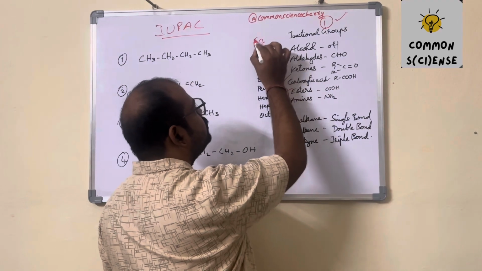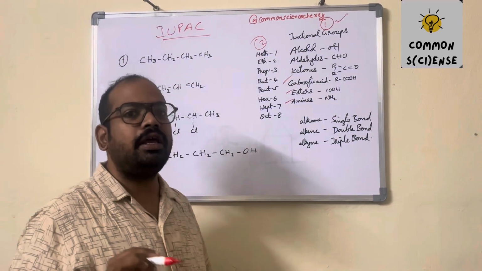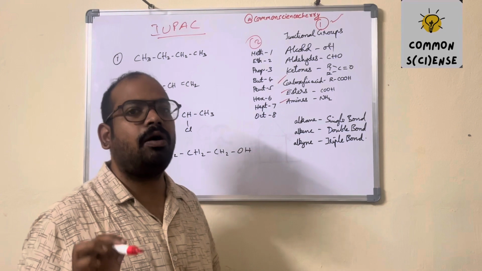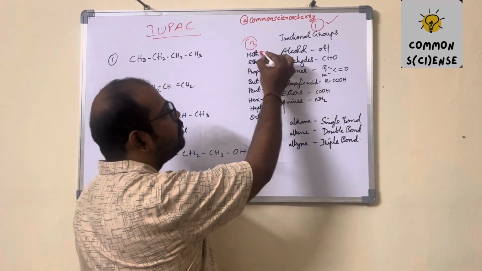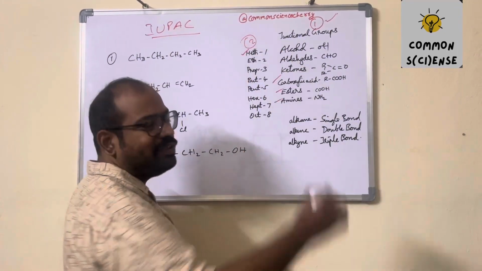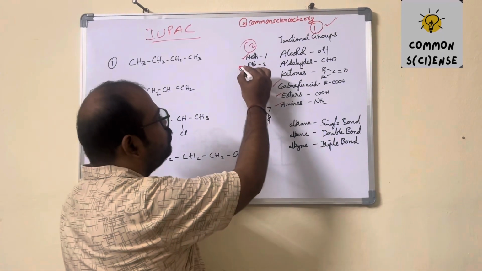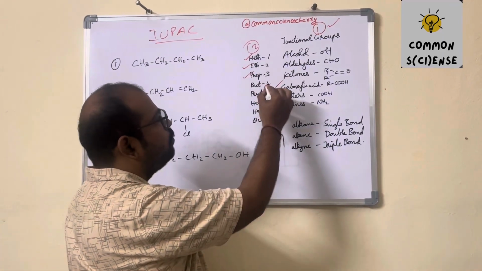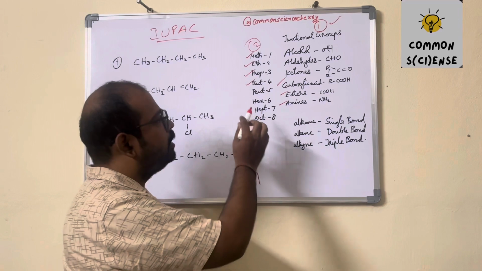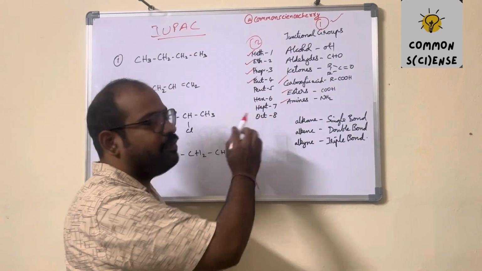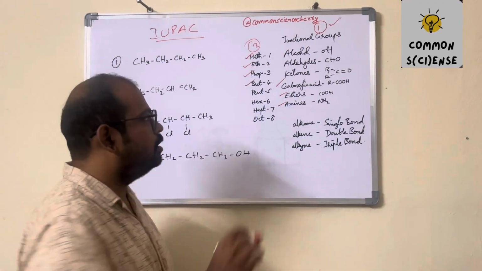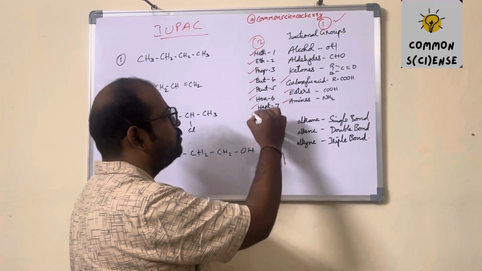Second step, students, you need to identify how many carbons are there in that particular compound. For example, 1 carbon starts with meth, 2 with eth, 3 is prop, 4 is but, 5 pent, 6 hex, 7 hept, and 8 oct. So this is the second step you need to study.